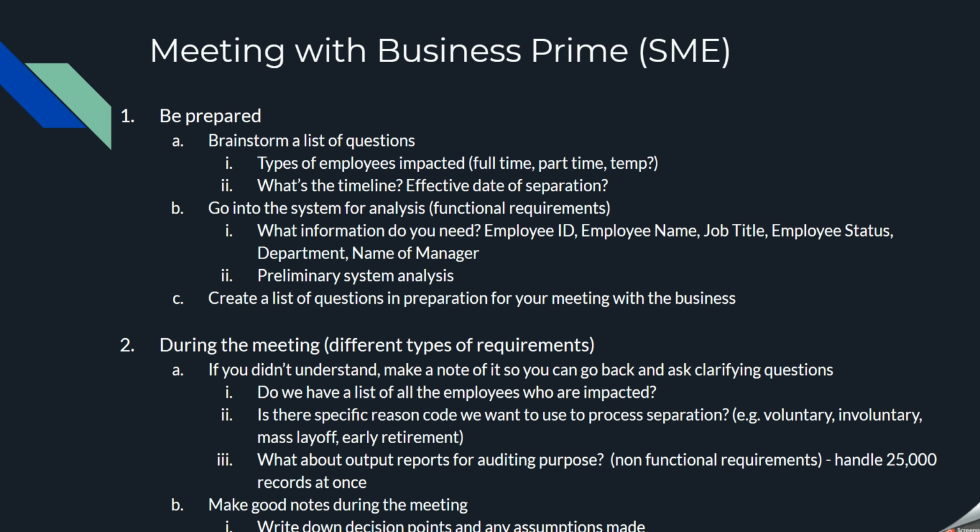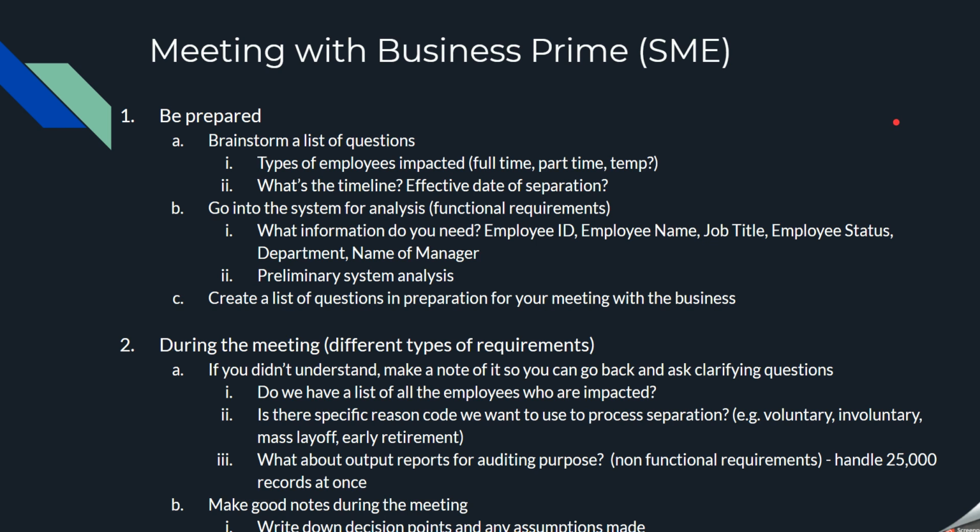Some of the questions I could be asking are: do you have a list of all the employees who are impacted by this change? Another question you can ask is whether there is any specific reason code that you want to use to process the separation. Because in the article, it mentioned that they're hoping to use different programs to reduce the number of layoffs for American Airlines. So it could be voluntary layoff, involuntary layoff, a massive layoff, or an early retirement for some people. And then you can also ask about the output reports for auditing purposes.